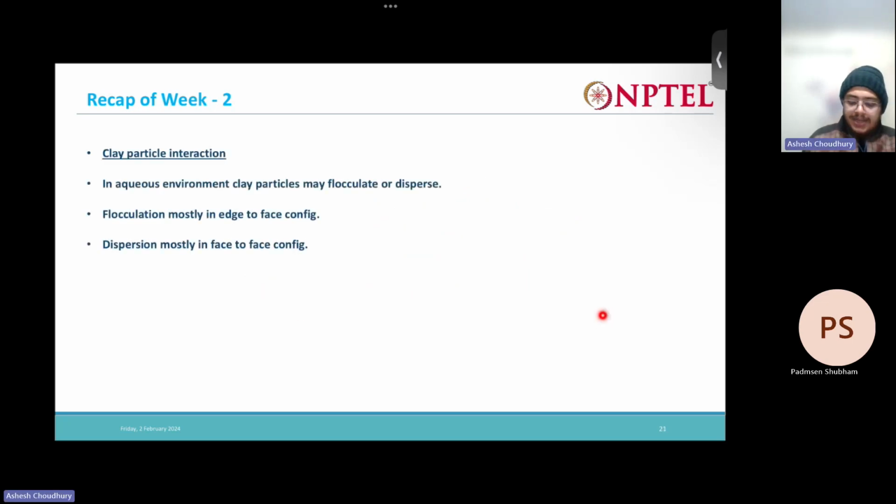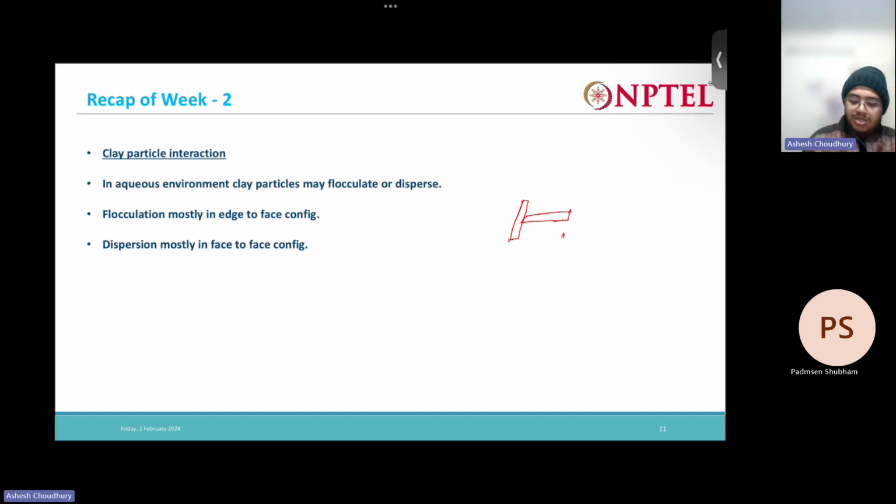Now what is clay particle interaction? In an aqueous environment, in the presence of water, the clay particles may either flocculate or disperse. Flocculation means this is the particle, and two particles may join together like this and flocculate. This is known as flocculation.